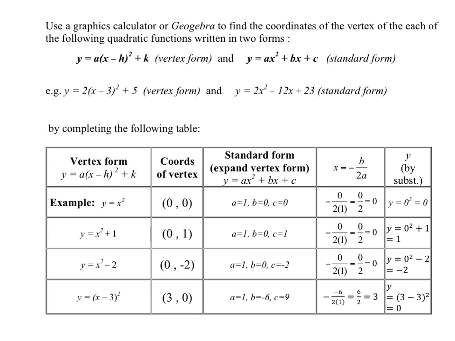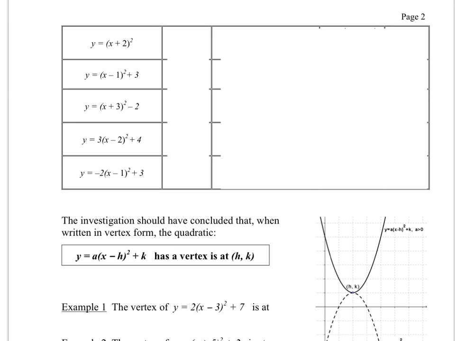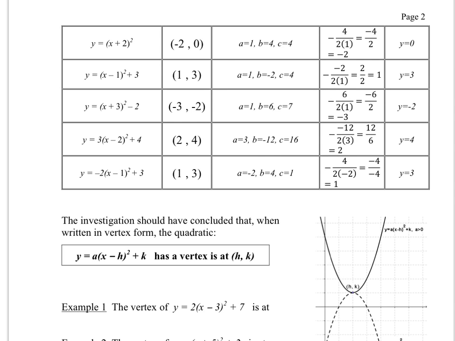Okay, now on the second page, we have a similar kind of bunch of things. You can find the coordinates of the vertex in this column here by just graphing on your calculators. And then the rest of it, you can expand the brackets. For example, in here, if we expanded all of this, we'd have x squared minus 2x plus 1 plus 3. And when you simplify that, you'll get a equals 1, b equals negative 2, and c equals 4.